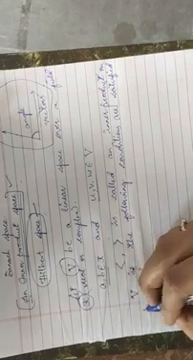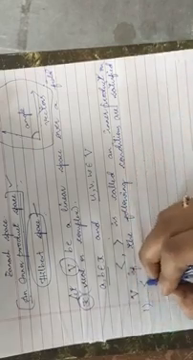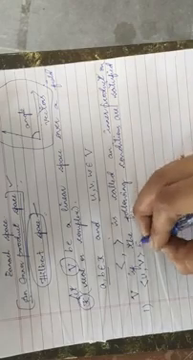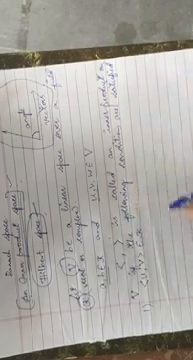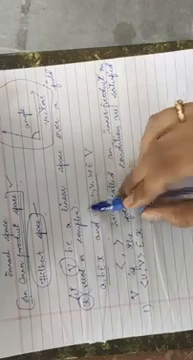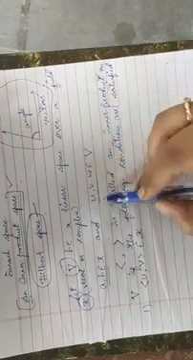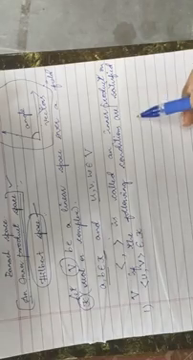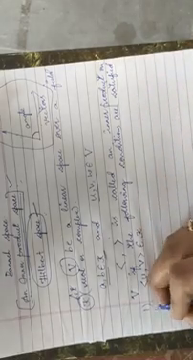The first condition is inner product of U comma V should belong to K. So if you take inner product of these vectors, it should be there in your field K. That is your first condition.